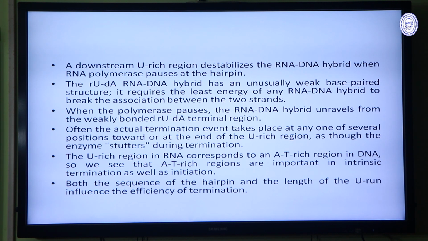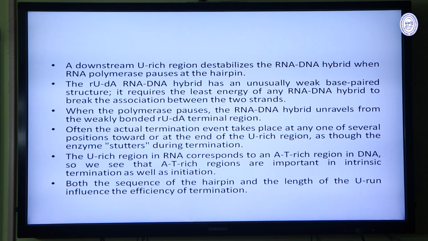Now, in the downstream sequences, we find that there is a U region, and this U region destabilizes the RNA-DNA hybrid when polymerase pauses at the hairpin, and on the template there is the A. So, there will be the rU-dA base pairing. rU means ribouridine and dA means deoxyriboadenine, and this is the weak base pairing. It requires the least energy of any RNA-DNA hybrid to break down the association.